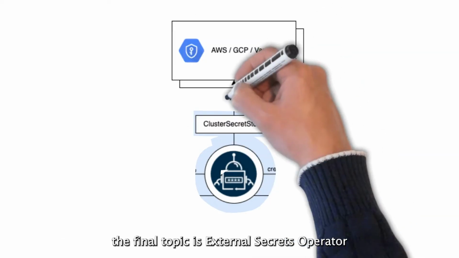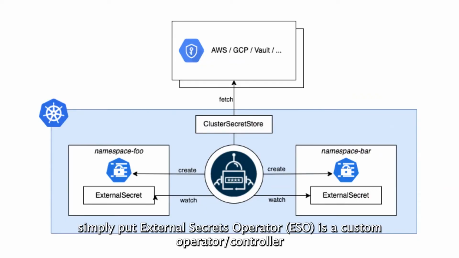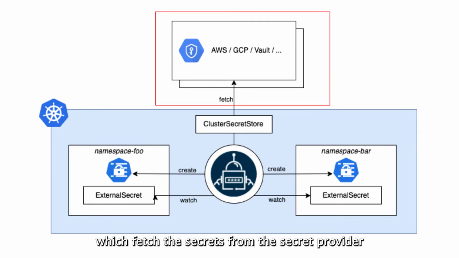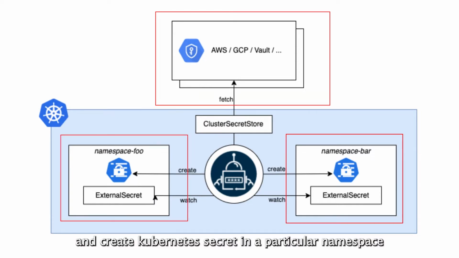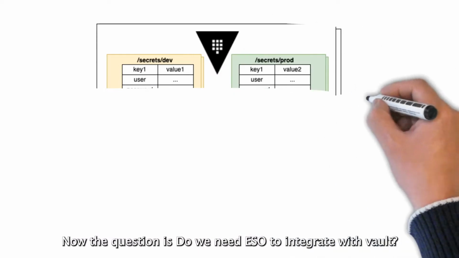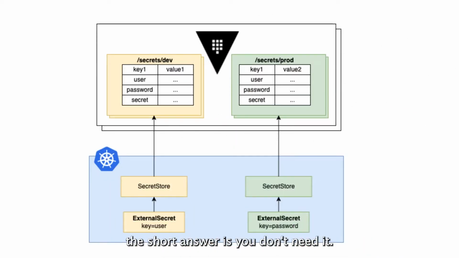So far, we have covered secrets, Kubernetes secrets, and Vault. The final topic is External Secrets Operator. Simply put, External Secrets Operator (ESO) is a custom operator/controller which fetches the secret from the secret provider and creates Kubernetes secrets in a particular namespace. Now the question is, do we need ESO to integrate with Vault?